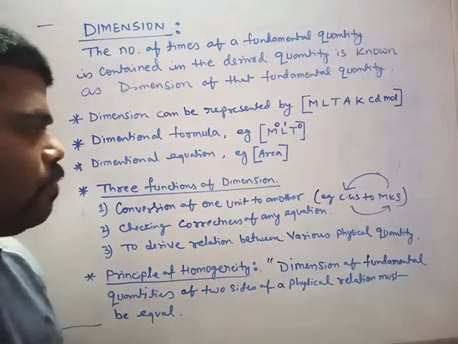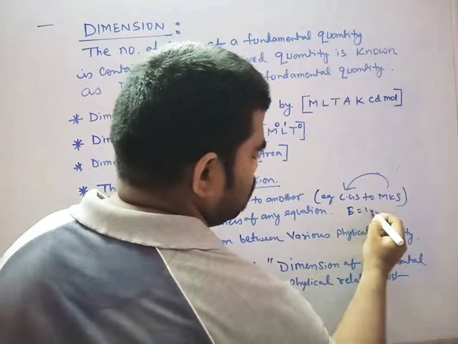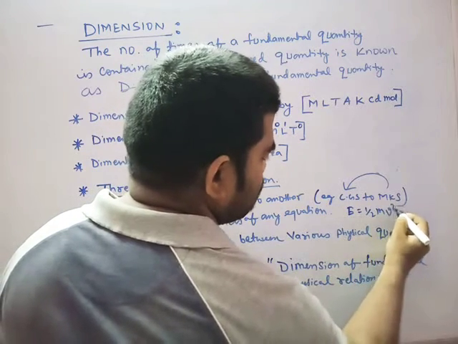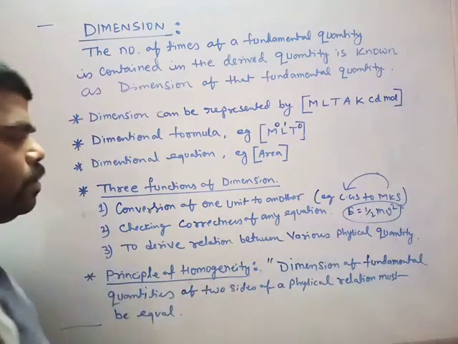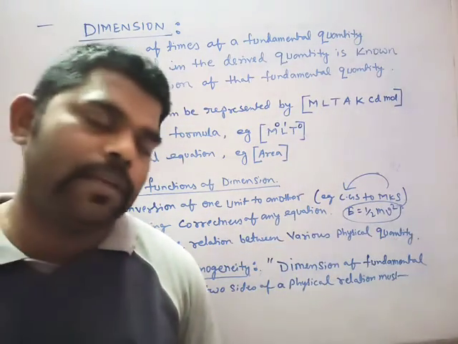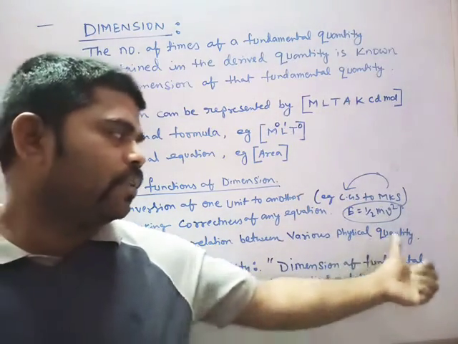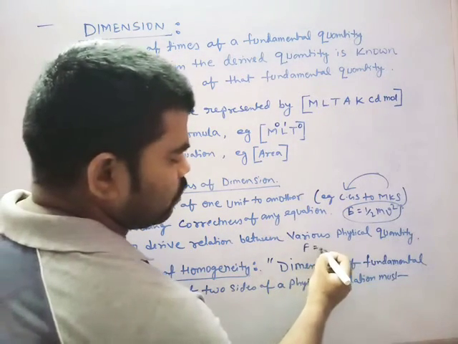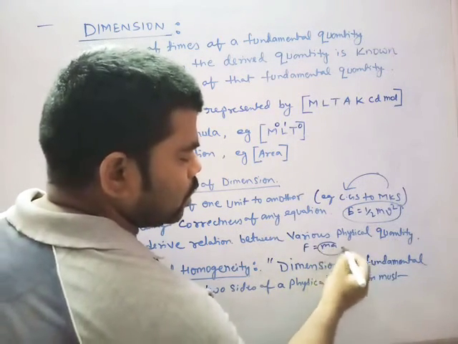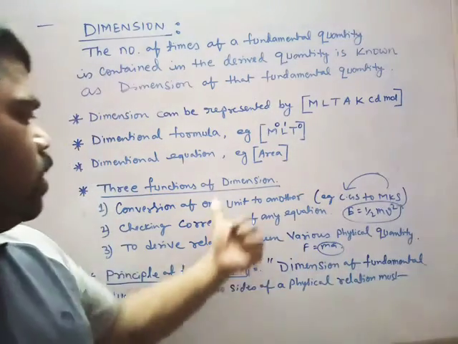Second, checking the correctness of any equation. Suppose you have one equation, is it right? Energy is equal to half of mv square. Whether the equation is correct or not, to prove that we have to use the dimensional analysis. We can do that with dimensions. Third one, the relation between the various physical quantities, that is, deriving a relation. For example, deriving the formula of force. To find out the relations also helps us by the dimension.